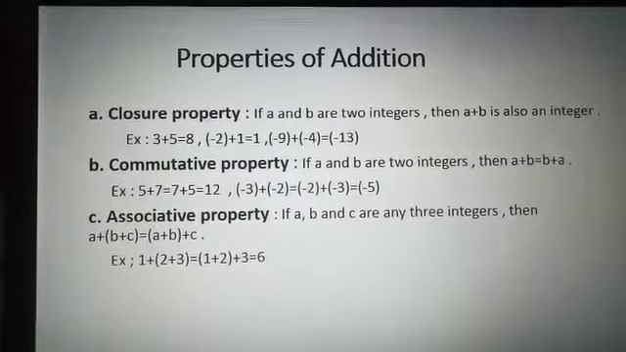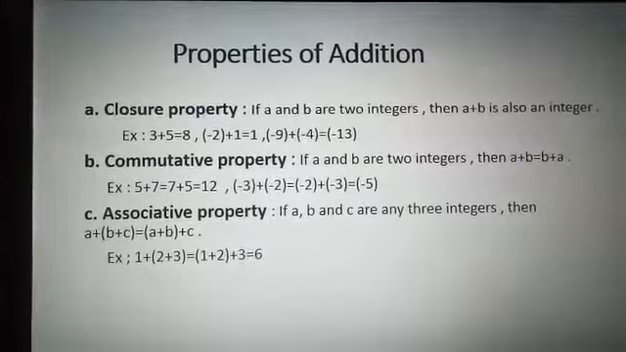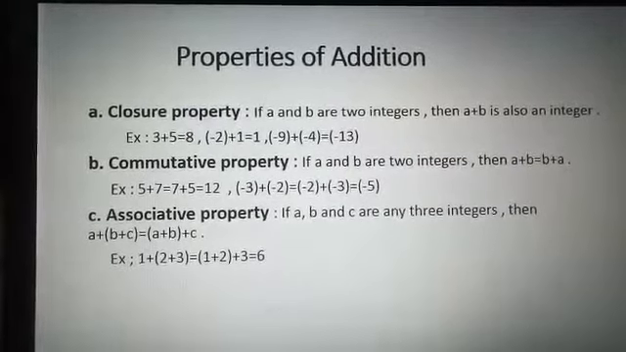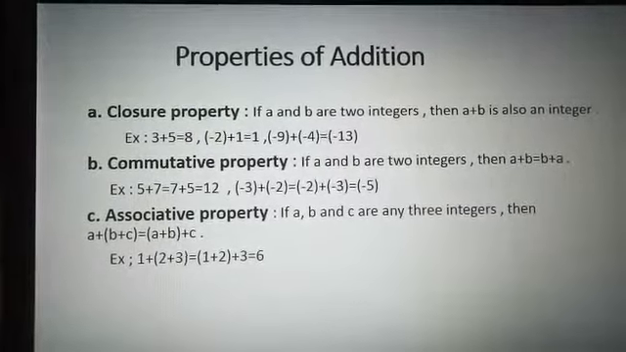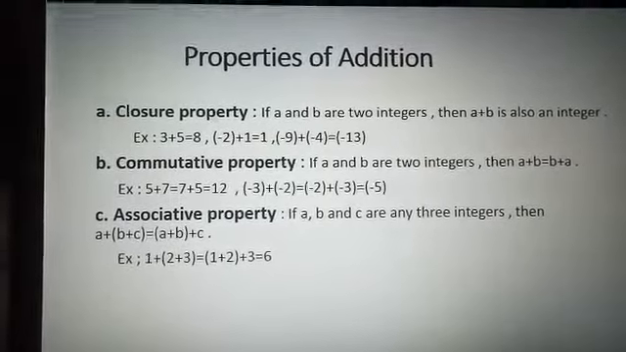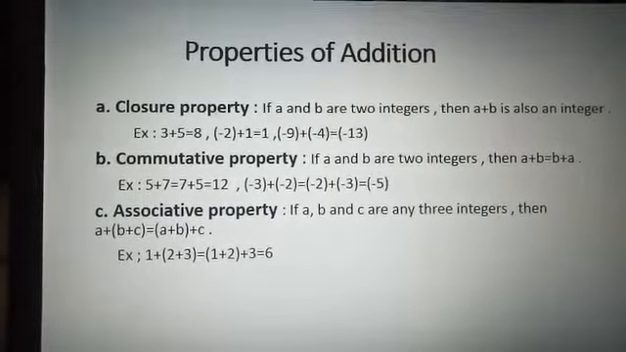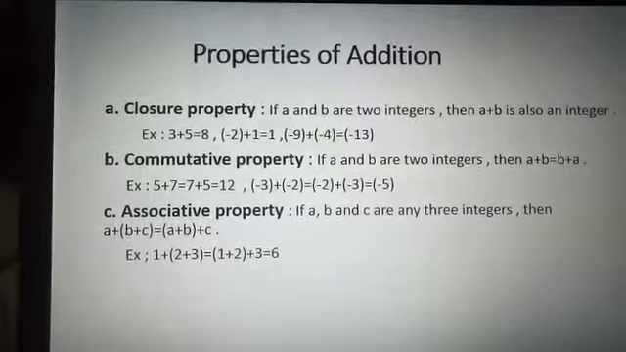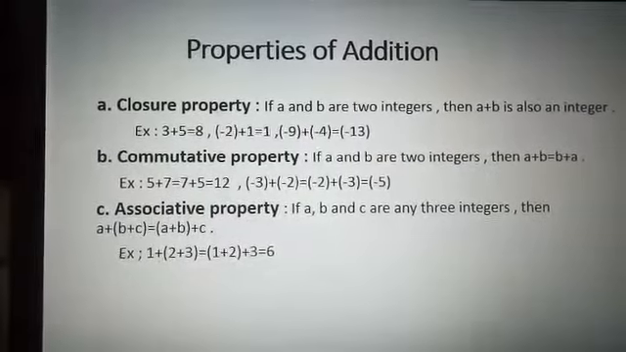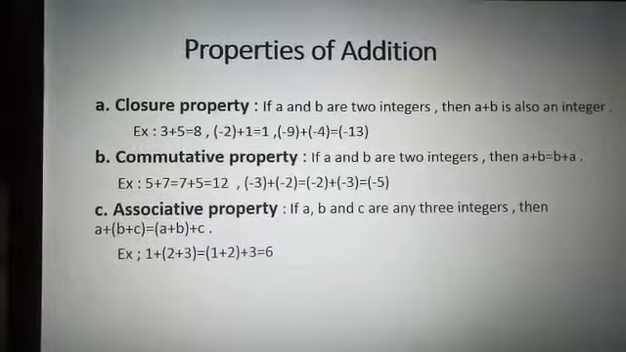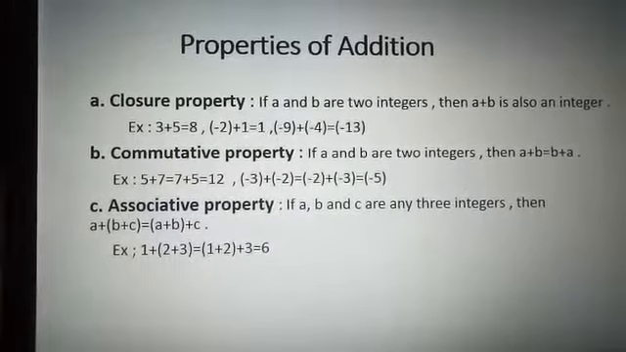Now see the second example. Minus 2 is an integer because it is negative, and negative numbers are also integers. And the second is 1. After taking their addition, that means minus 2 plus 1, you will get the answer minus 1. Minus 1 is also an integer, so it is closed under addition.